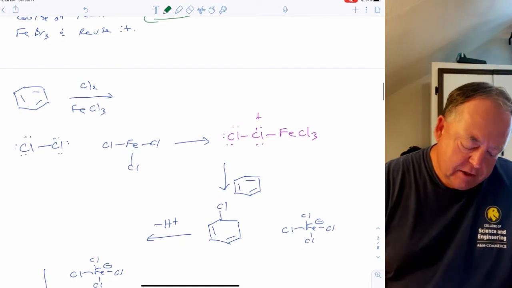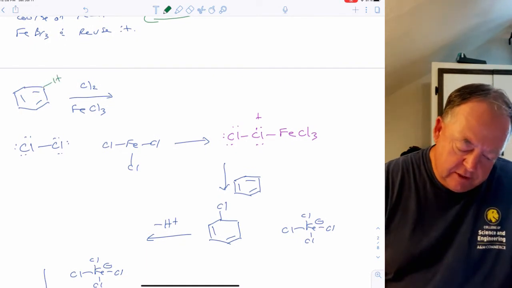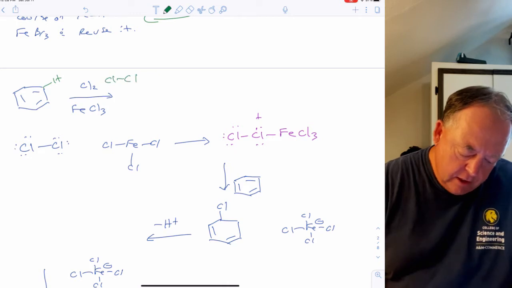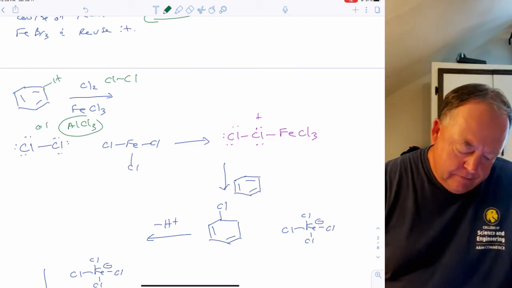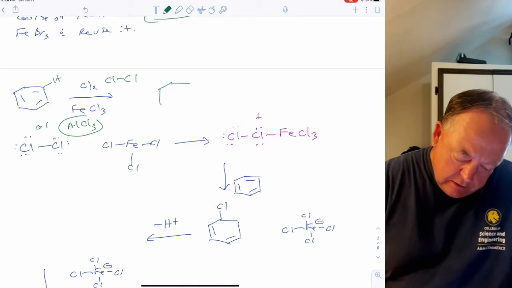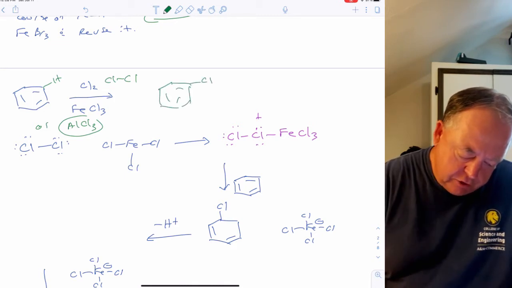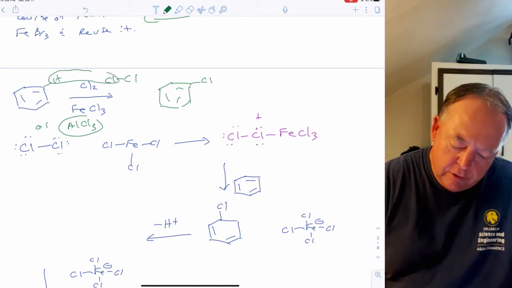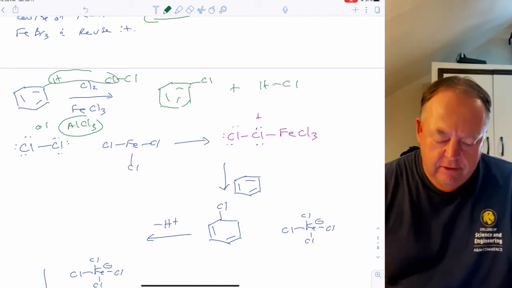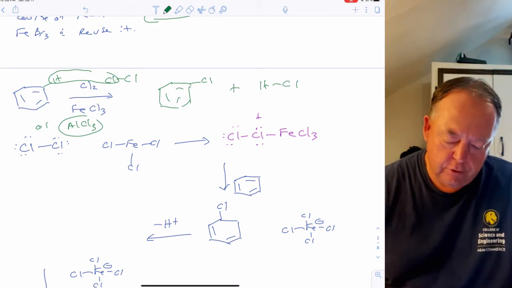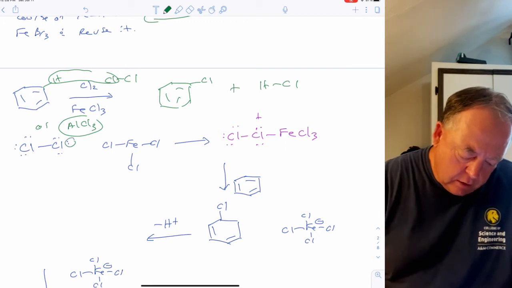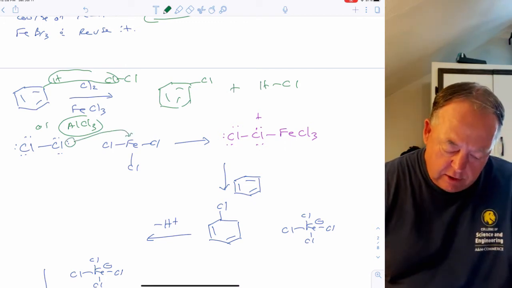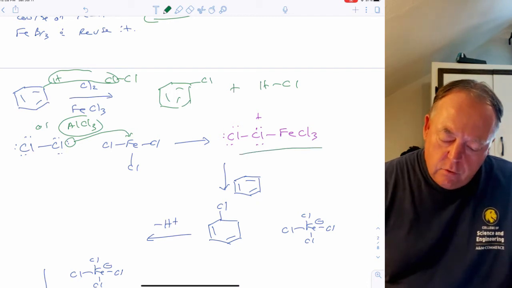Okay, so if we look at the reaction of benzene with Cl2 and FeCl3, or sometimes you see aluminum trichloride used as the catalyst instead, it's the same fundamental mechanism. In this case, you put a chlorine on a benzene ring and you lose a molecule of HCl as your side product, and the FeCl3 or AlCl3 is not consumed in the reaction, they're just catalysts. Same basic mechanism: take a lone pair on chlorine, make a bond to iron, and now you have your electrophile, which reacts with benzene.